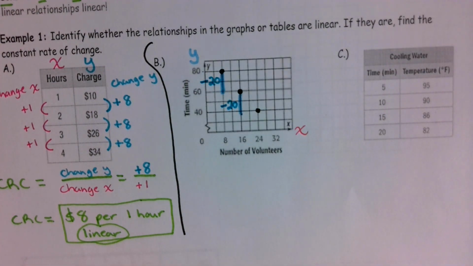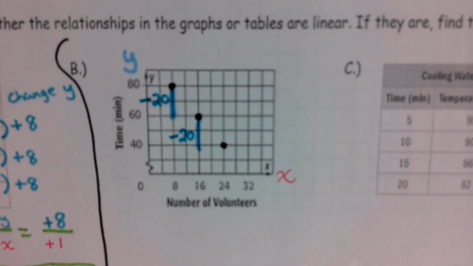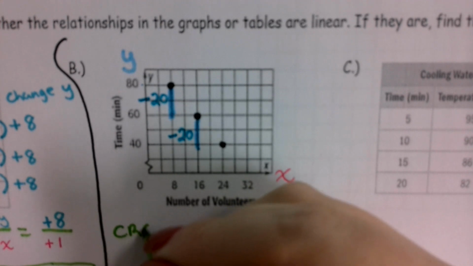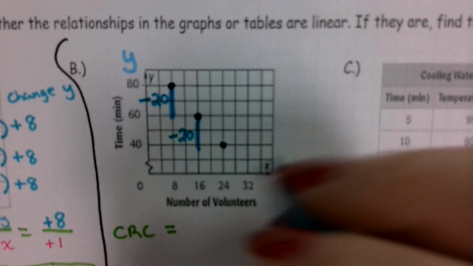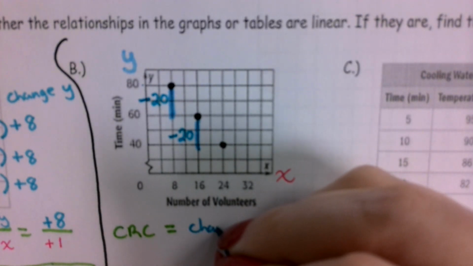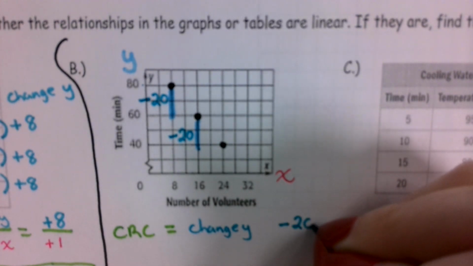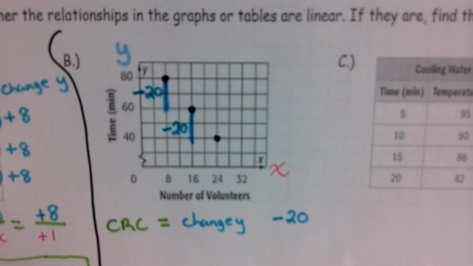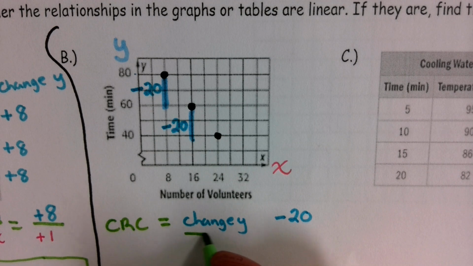So that means, and here I'm going to zoom in so it's easier for you guys to see, that my constant rate of change had a change in my y of negative 20. It had a change in the y that represents negative 20.